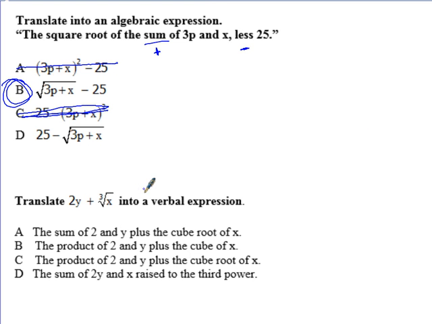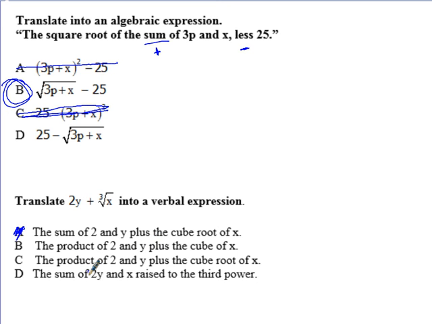So 2y plus the cube root of x. Translate that into a verbal expression. So now we're going the other direction. 2y, 2 times y is what that means. So this says the sum of 2 and y. That would mean addition, so I can eliminate that one. The product of 2 and y, that's multiplication.